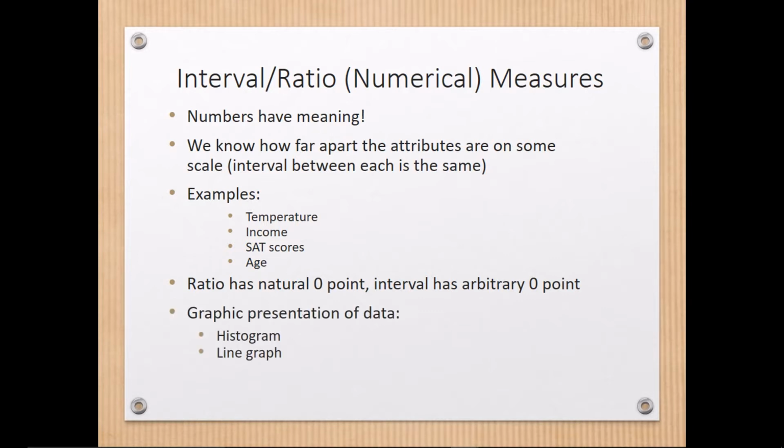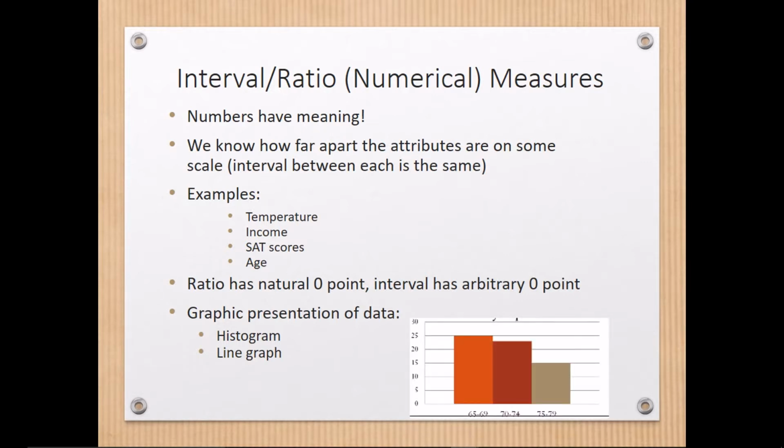Interval and ratio data are presented using line graphs and histograms, and I'm going to show you a histogram here. Note that the histogram is different from the bar graph in that the bars touch on the histogram, and the numbers on the x-axis on the bottom represent the range of the interval. And we'll learn more about these histograms as the course goes on.